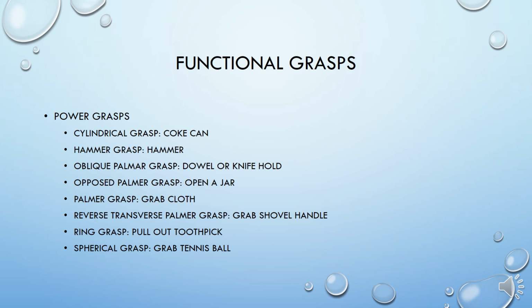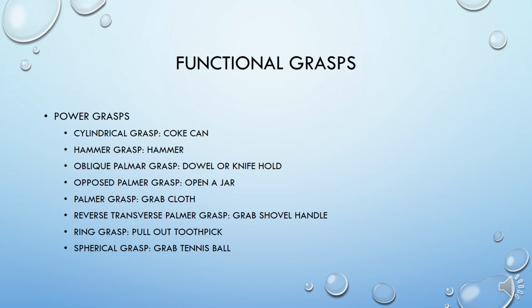A dowel or knife hold is an oblique palmar, so think about how you hold a knife when you're cutting, if you're going back and forth. The opposed palmar grasp is when you're opening a jar, so your thumb is opposed to your fingers, right? And then you perform simple rotation to open the jar. Palmar grasp is what you would use to grab a piece of cloth. It's that whole hand grasp that you would use if you are picking up a jacket, for example.